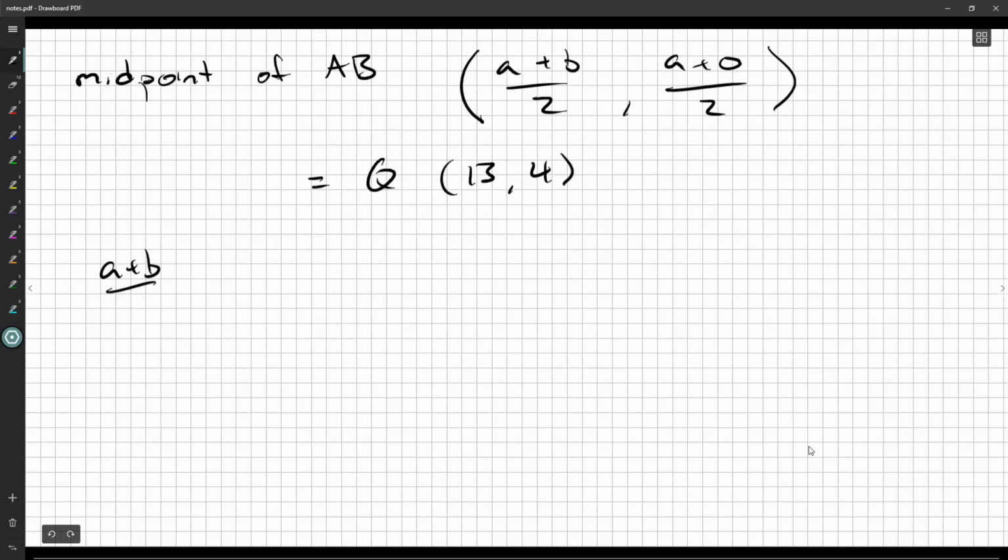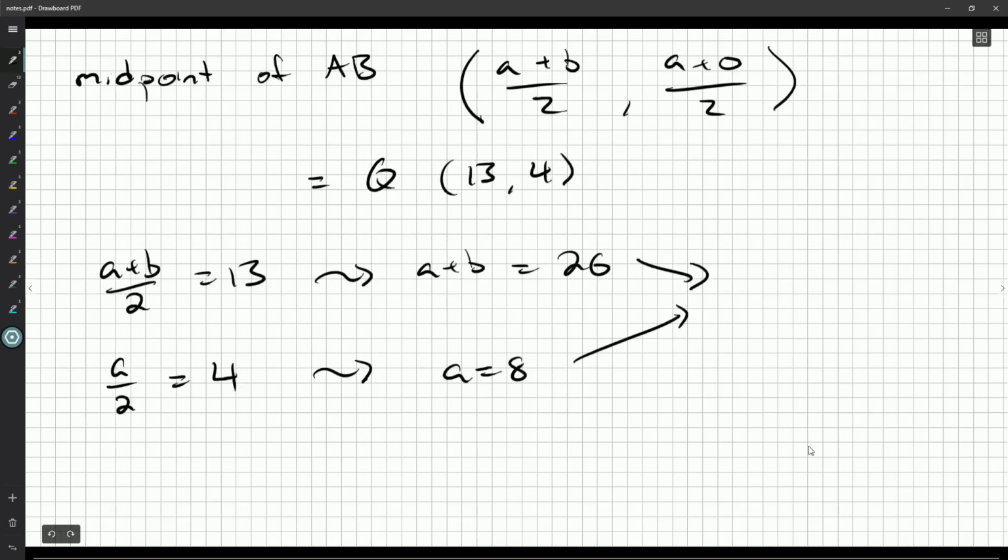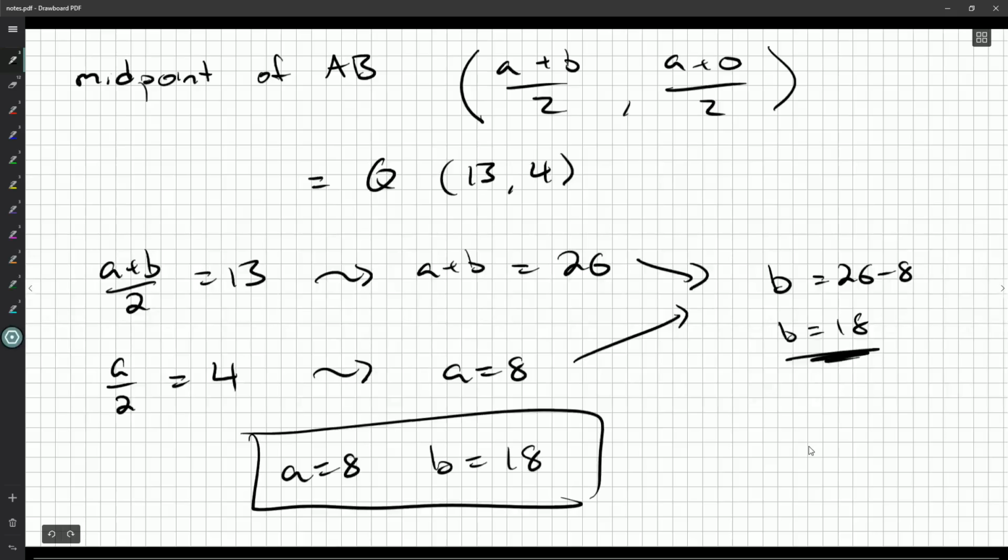It tells me (a plus b) over 2 is 13, and a over 2 is equal to 4. Well, this tells me a is equal to 8. This one tells me a plus b is equal to 26. And if I combine these two, we get b is equal to 26 minus 8, b is equal to 18. So we just want the a and the b. I would just put them together in a single box so it's nice and clear to whoever's marking, whoever's reading, that this is my answer for A part.